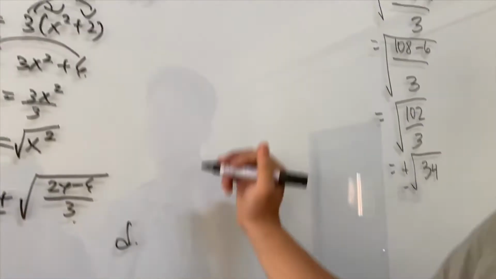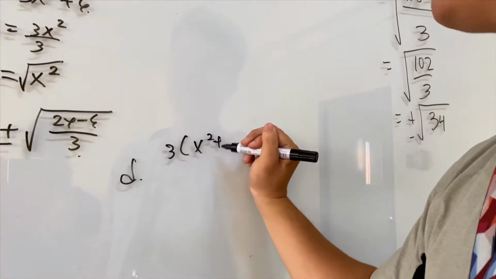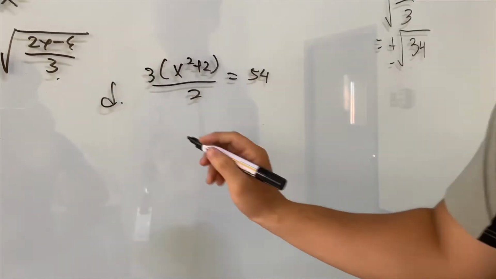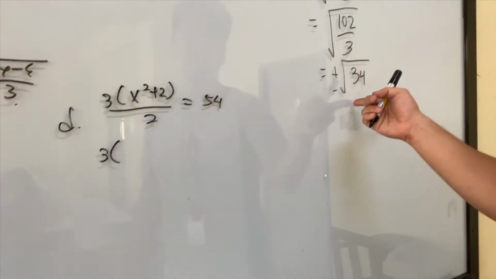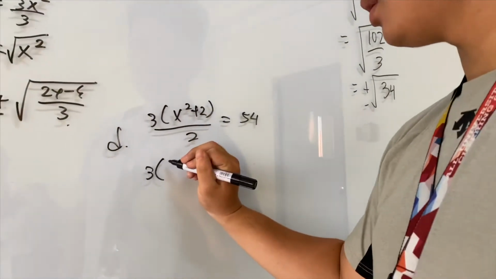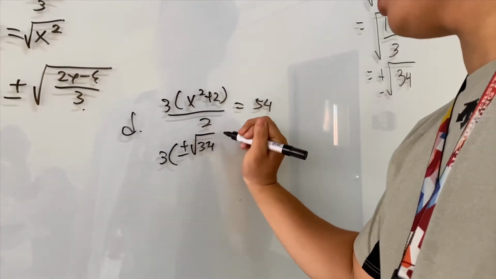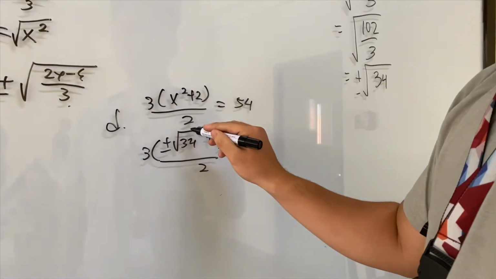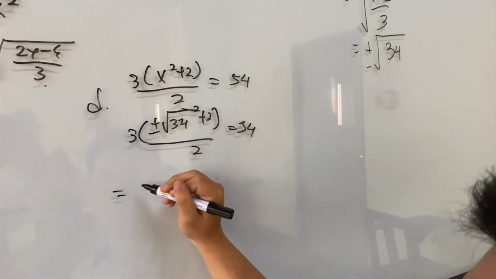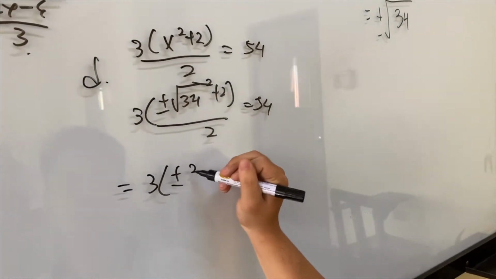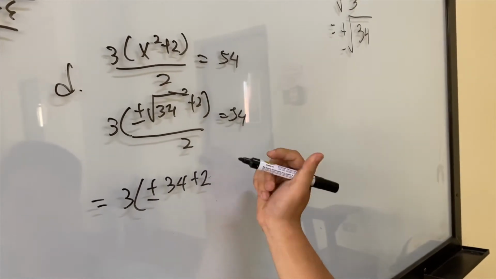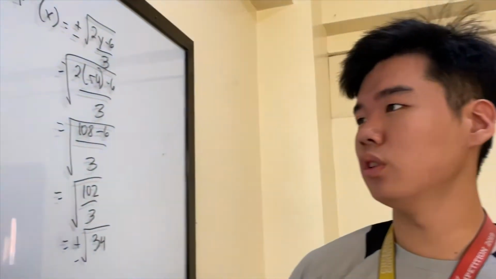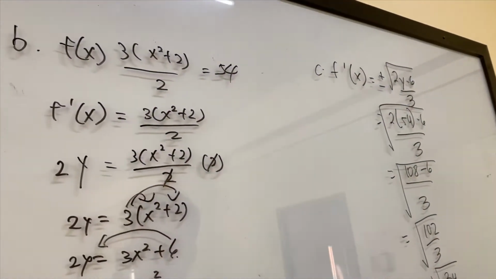The equation was (3x squared + 2)/2 must be equal to 54. So let's replace the x value with positive and negative square root of 34. So (3 times (plus or minus square root of 34) squared + 2)/2 equals 54. So cancel the square and the square root. It becomes (3 times plus or minus 34 + 2) over 2. So now we'll use this to look for the original number and check if the equation is correct.